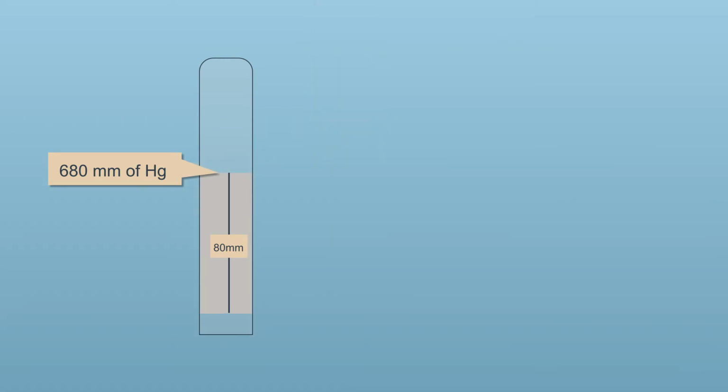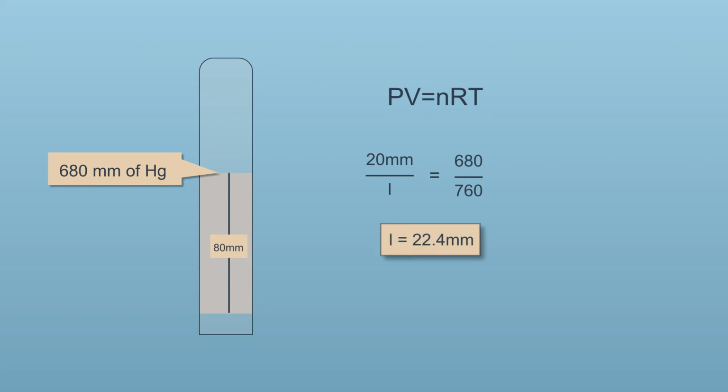Of course, we should notice that here the new pressure is lower than the initial pressure. Now again we will use ideal gas equation, using which we have already found this expression. Hence 680 by 760 is equal to 20 mm by L, and we get L is equal to 22.4 mm. So the length has increased in this case as we decrease the pressure of air.